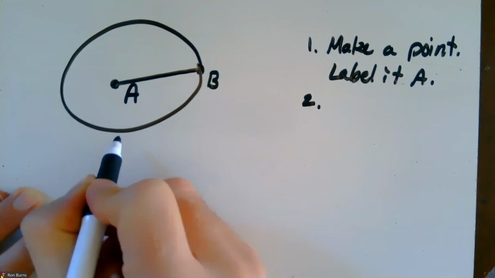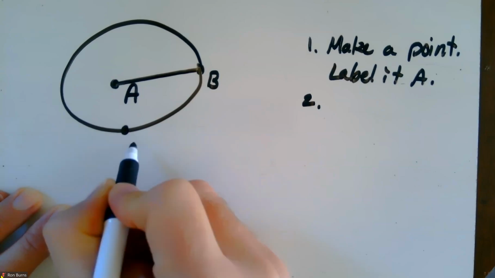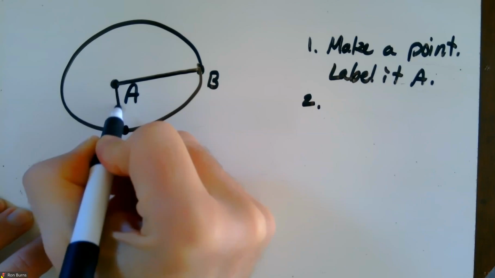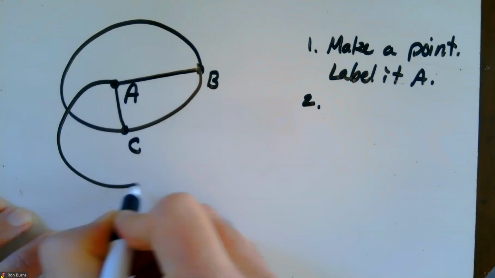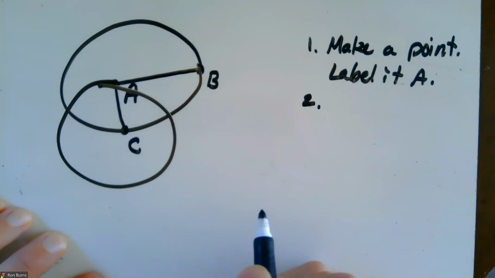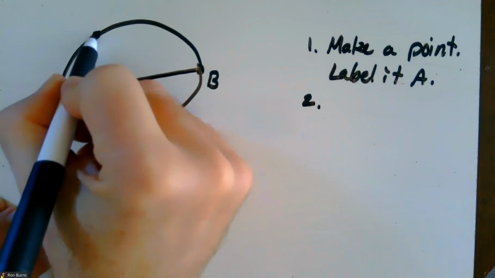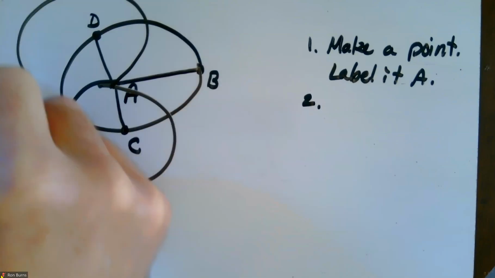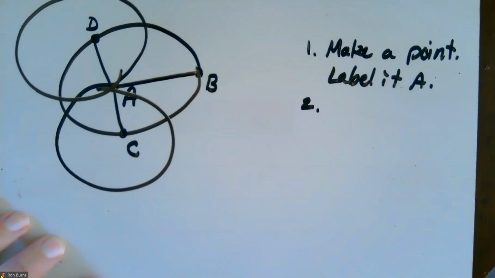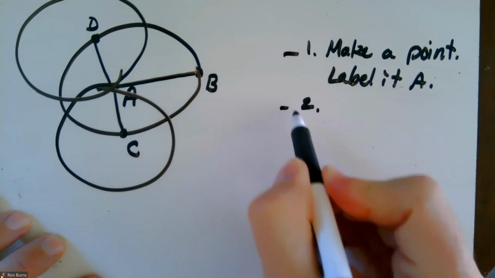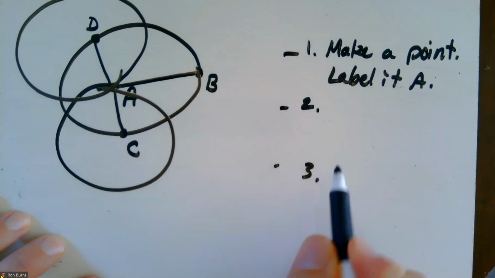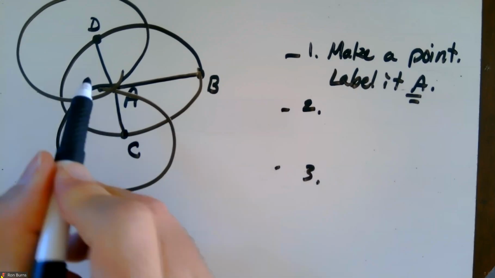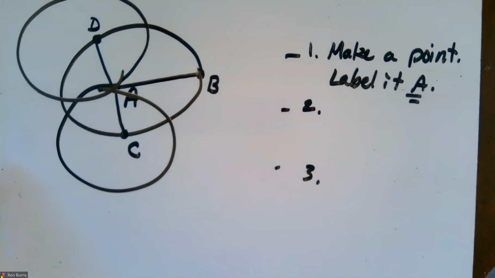Then you could say make another point on the circle and label it C. Then you could say make a circle with a radius AC. That would be this. Then you could say make another point D on the circle, and so on. So the whole point is not just that you're making a design, but that you're able to list out each of the steps precisely using labels and terms like segment and circle and radius that are mathematical.